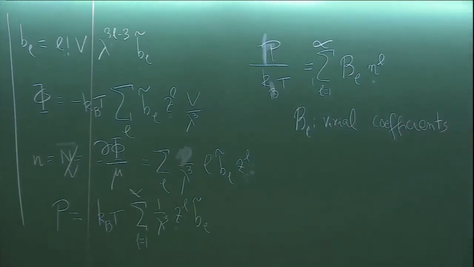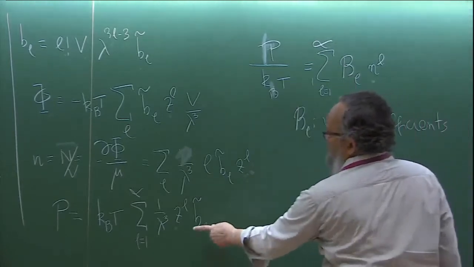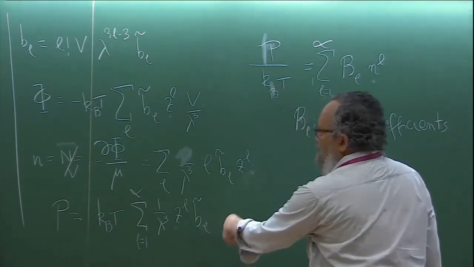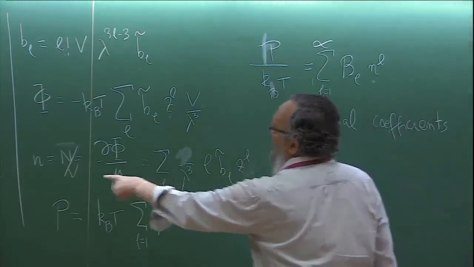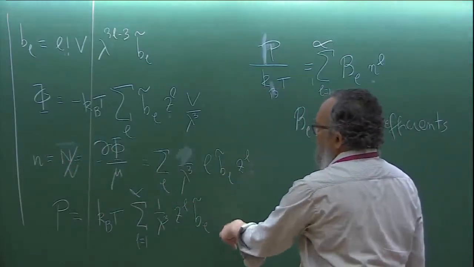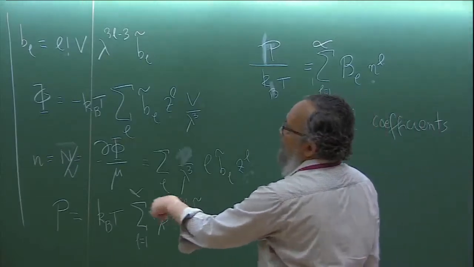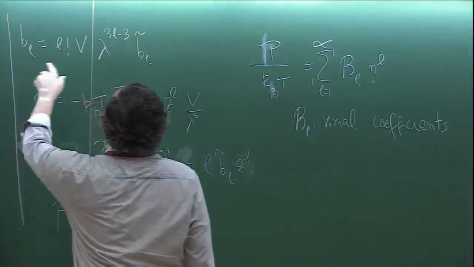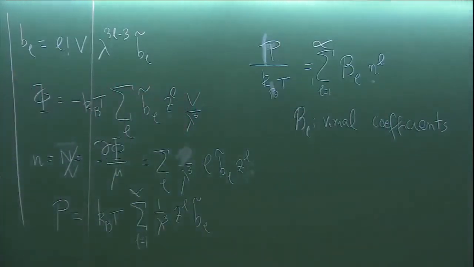And to calculate this BL, what you have to do is, first of all, write these BLs in terms of these quantities. This is done, as I said, by writing this Z, the fugacity, in terms of little n from this equation, and then substituting that here. Then the BLs will be written in terms of the BL tildes. The BL tildes are written in terms of the original BLs, and the BLs are calculated from those integrals. So that is the description.